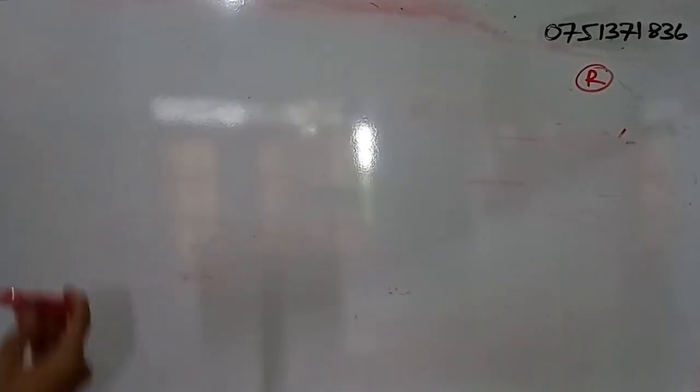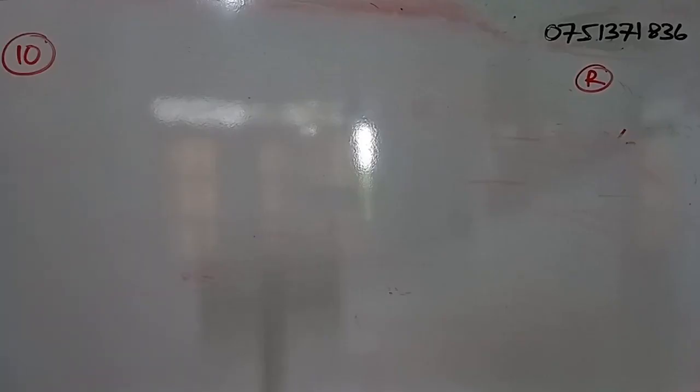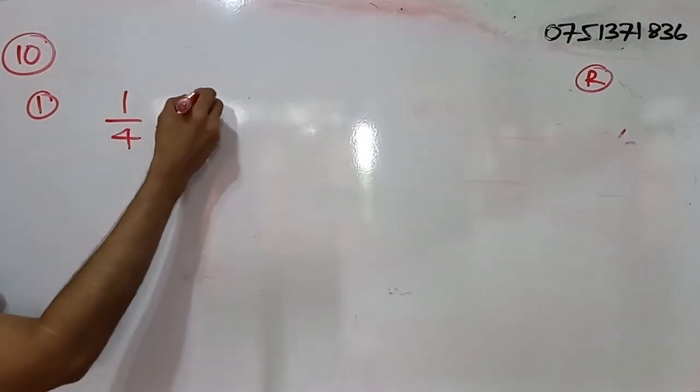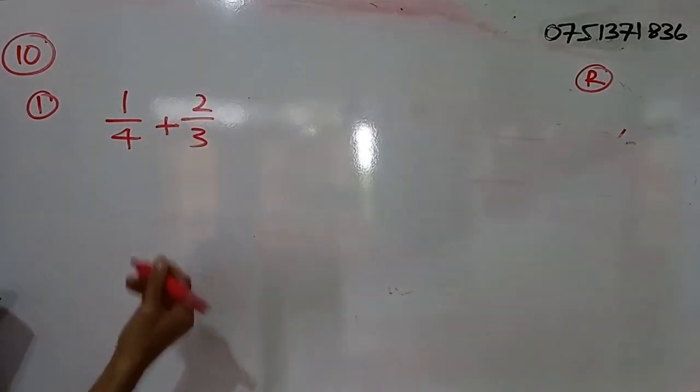Right. Question number 10. Satish, who left home on a journey, traveled a quarter of the journey by bicycle, 2/3 by bus, and the remaining portion by a 3-wheeler. So this is part 1. What fraction of the total journey did he travel by both bicycle and bus? So what do we have to do? We have to add these two fractions, no? 1 by 4 to 2 by 3.